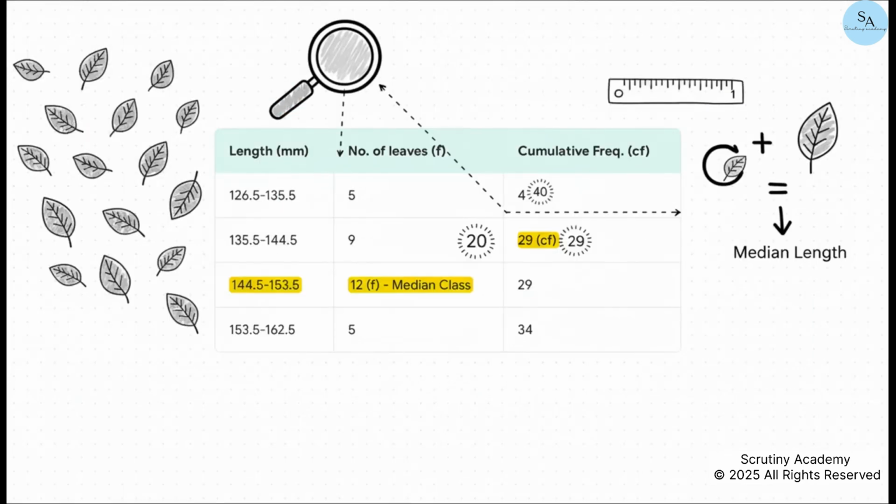Okay, check this out. We're looking at the lengths of 40 plant leaves. So, our n is 40. What's n divided by 2? It's 20. Now, we just look down our cumulative frequency column for the first number that's bigger than 20. And there it is, 29. That means our median class is right there, 144.5 to 153.5. Now we know our L, our F, our CF. We have everything we need to find that median leaf length.